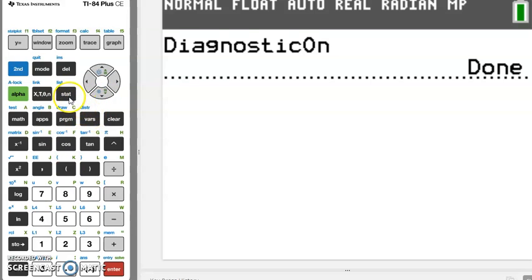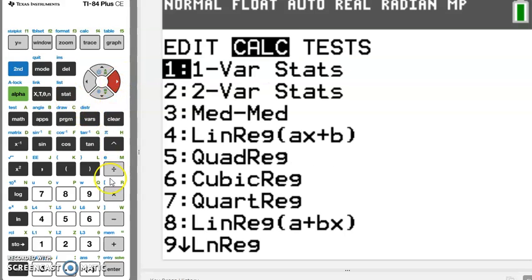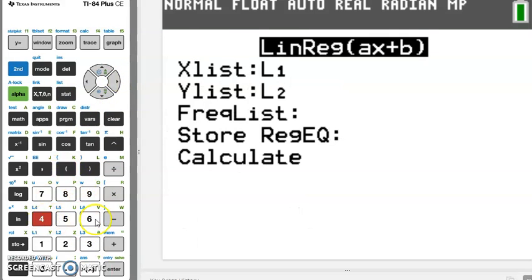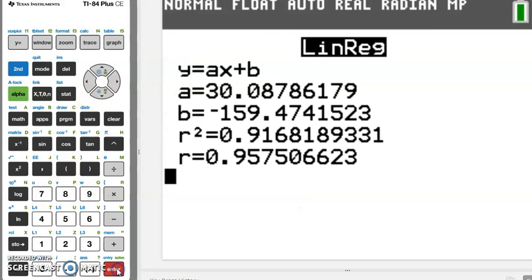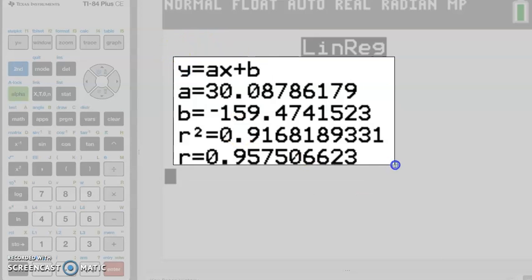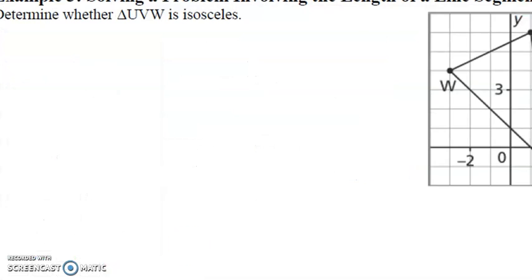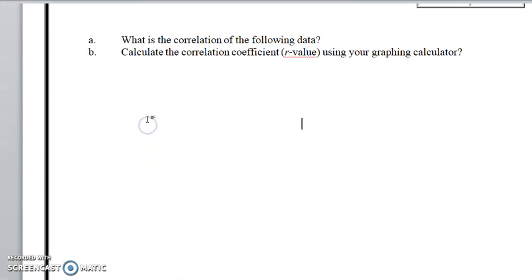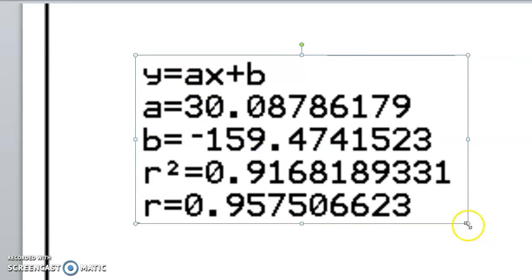So we hit stat, calc, 4 for linear regression. Put in calc again, and enter, and you'll see the regression there. It's 0.95, decimal 95. So it's basically 96%, right? 95.7%. Okay. So we were right to say that it is considered a high positive correlation to answer the question. Okay. So I'm going to clip this data, put it in our notes. So that's the correlation coefficient using the graphing calculator, make it a little smaller.